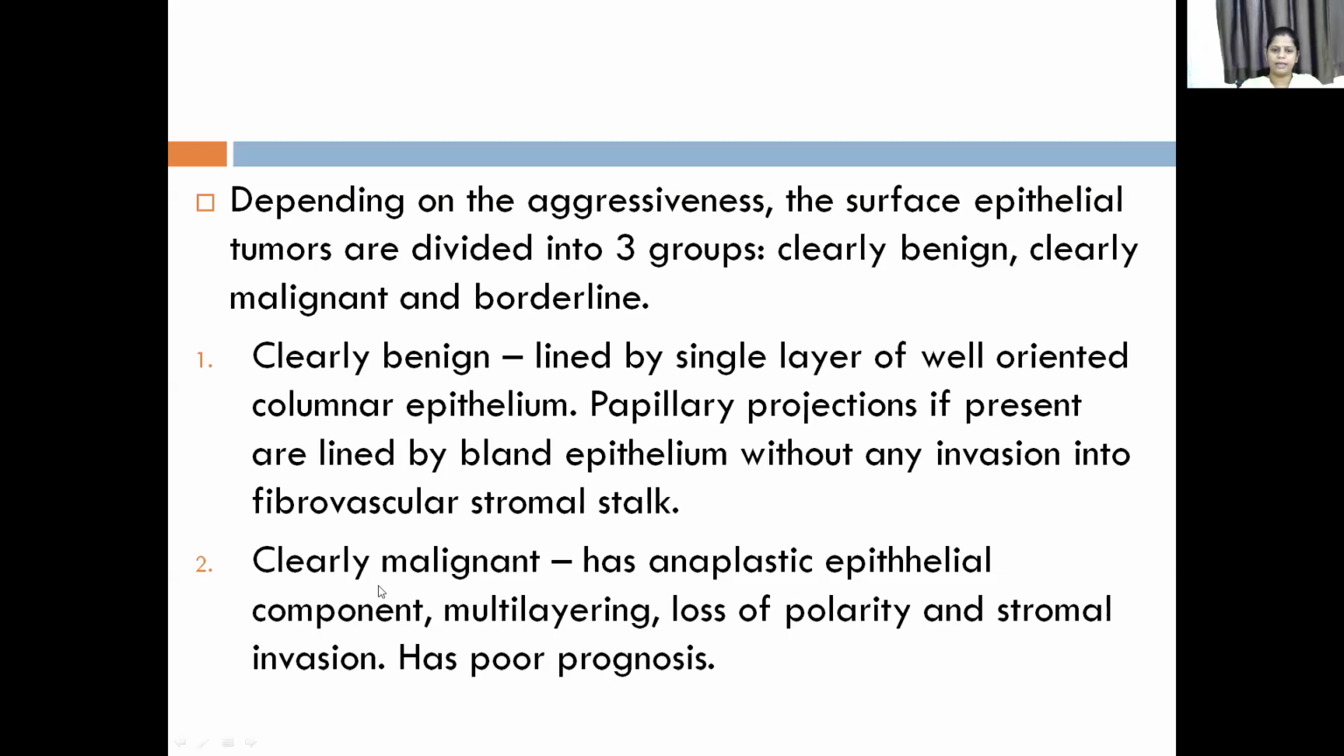Clearly malignant. You call the tumor clearly malignant when the epithelium has an anaplastic component. The features of malignancy are seen in the epithelial cells, and there is multi-layer stratification of the lining epithelium, and loss of polarity combined with stromal invasion. Anaplastic epithelial component, stratification or multi-layering, loss of polarity, and stromal invasion. When they are present, you call them clearly malignant. Obviously, they have a poor prognosis.